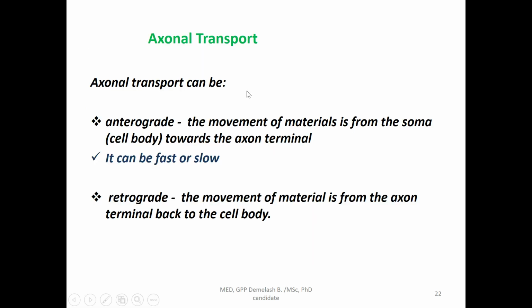So axonal transport can be anterograde. This is the movement of materials from the soma or cell body towards the axon terminal. It can be fast or slow depending on the substances moved. In retrograde transport, the movement of material is from the axon terminal back to the cell body.